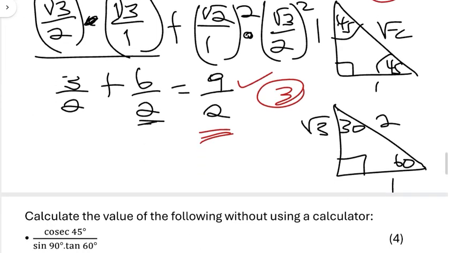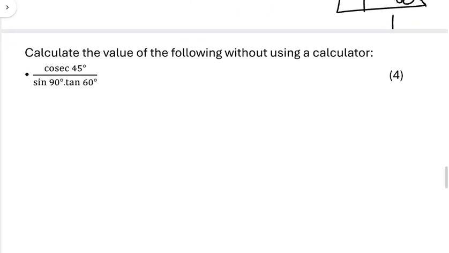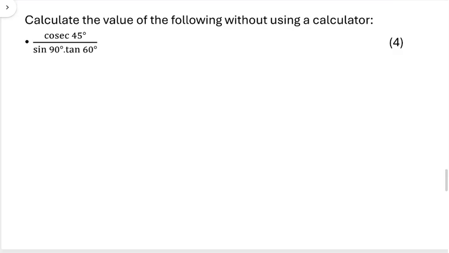Okay, so we have this one. So in this one, they want us to deal with 45, 60, 90, so we need all three. I will start with the easiest, 45. I have 1 and 1 and square root 2.